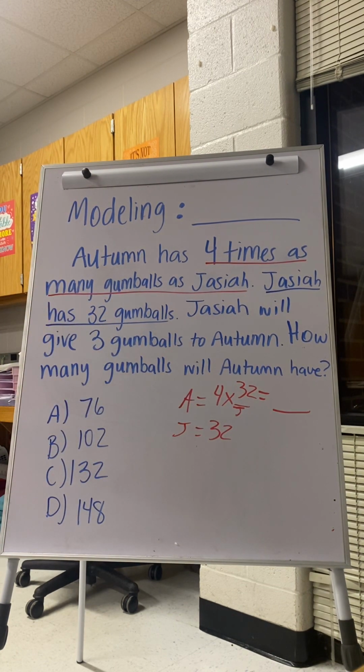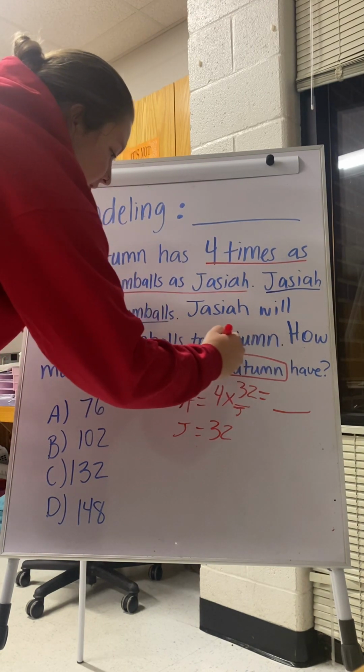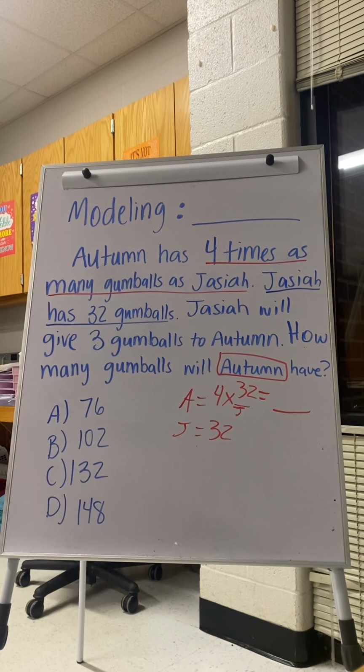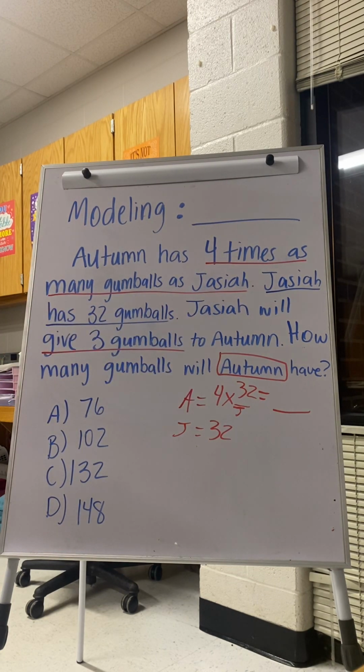Now let's keep reading. Josiah will give 3 gumballs to Autumn. So at the end, our big question is how many gumballs will Autumn have? This is key right here. Our question is based off how many Autumn is going to have after all of this is said and done. But first, we have to figure out how many Autumn has now, before Josiah gives her 3 gumballs, okay? So let's go ahead and talk this out. 4 times 32 equals blank.